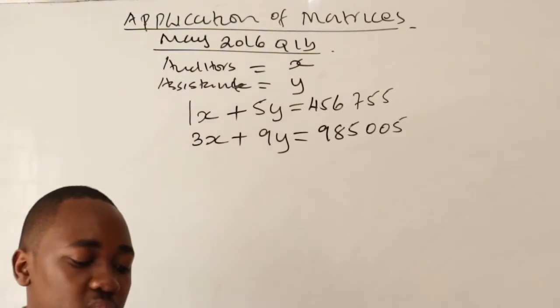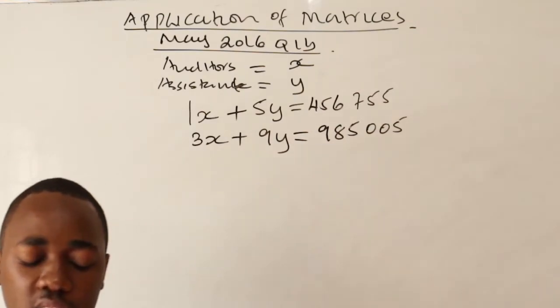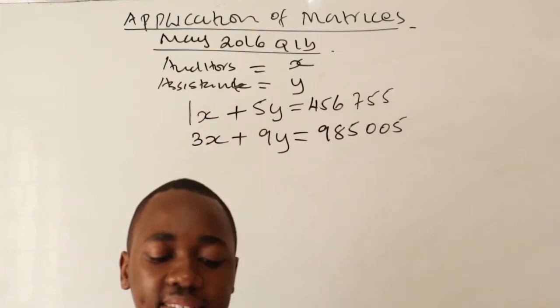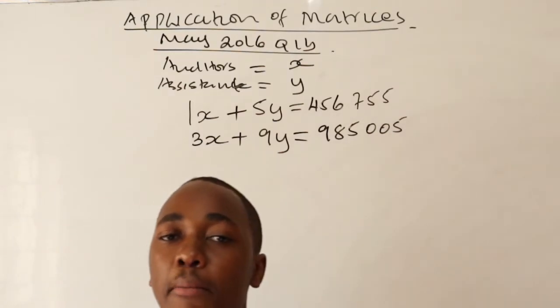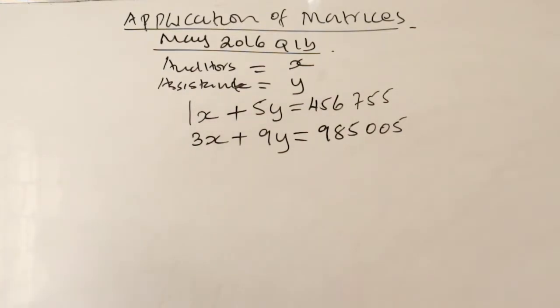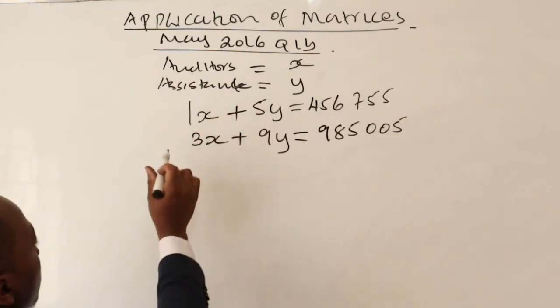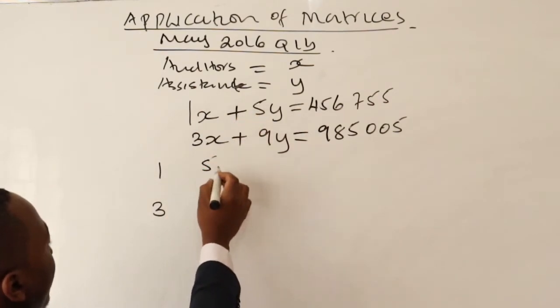So, then you're told that the firm has a total of 6 auditors and 14 assistant auditors. So, required number 1, the monthly salary of an auditor and that of an assistant auditor using matrix algebra. You already have that equation, so you formulate it in terms of matrix. You take the coefficients, so this will be 1, 3, 5, 9.